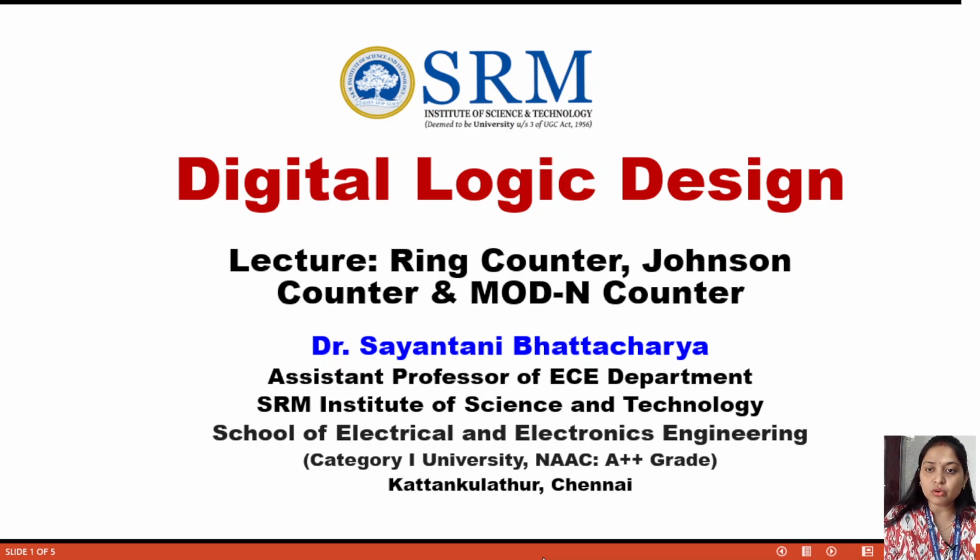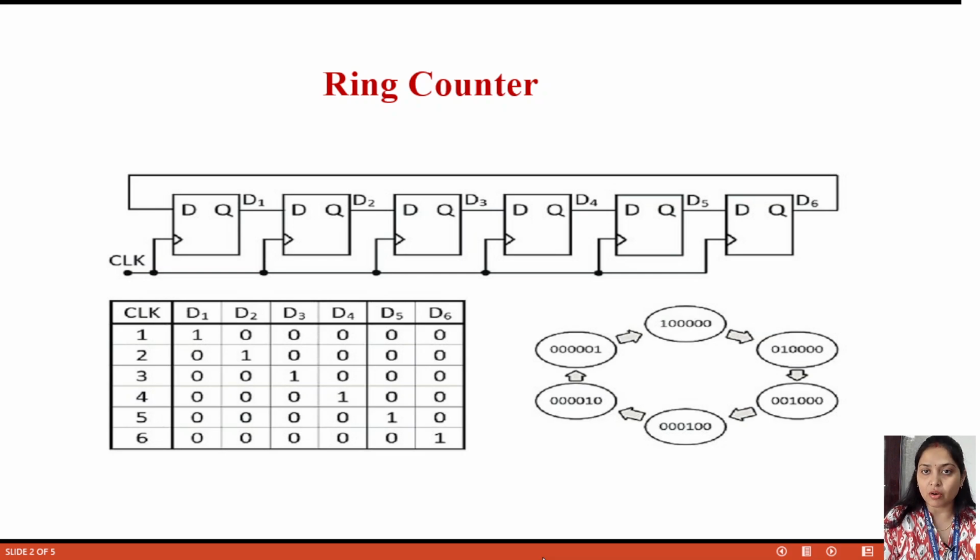Okay. So first of all, ring counter. What is a ring counter? Ring counter is very simple. Here you can see the basics of the counter. Here all the D flip-flops are used. This is a 6-bit counter. You can use any bit of counter, 3-bit, 4-bit. Here as an example I have given you a 6-bit counter. D1 is the higher order bit, D6 is the lower order bit.